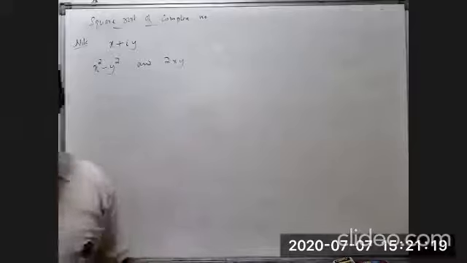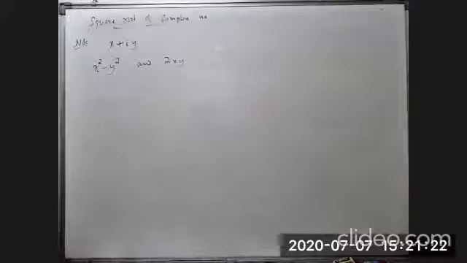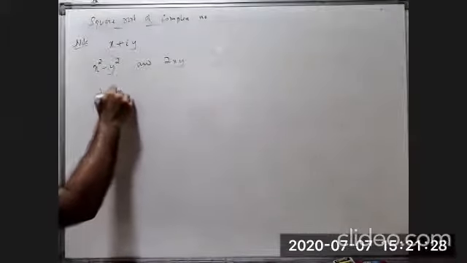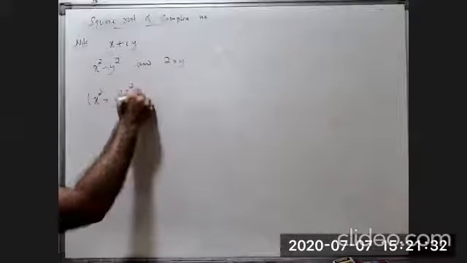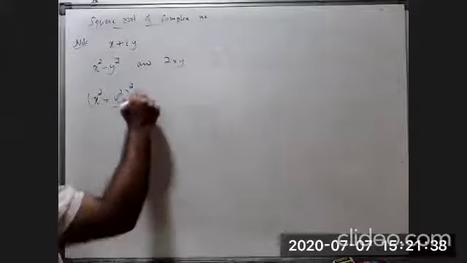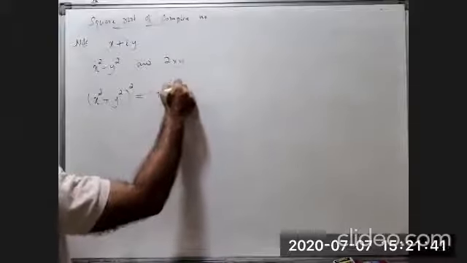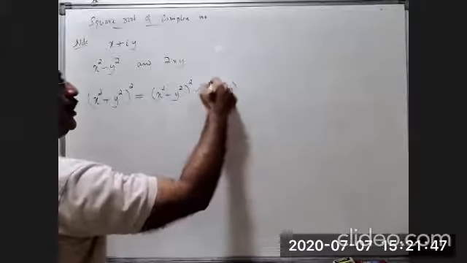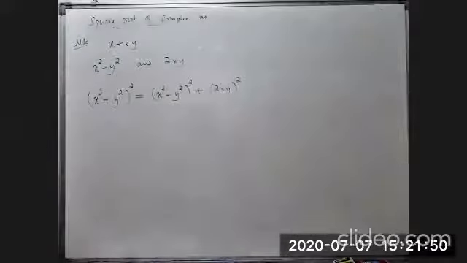Next step. Use the identity: x square plus y square the whole square is equal to x square minus y square the whole square plus 2xy the whole square.